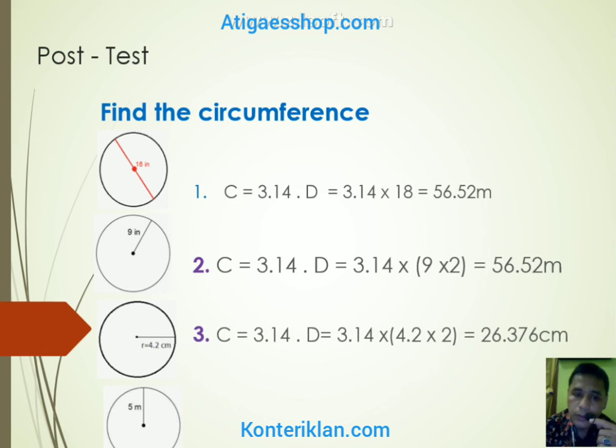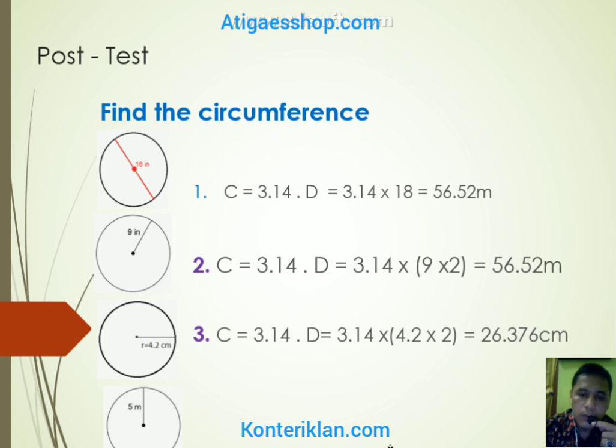What about number three? Yes, easy, right? Because there is a radius. The radius for number three is 4.2. So what's the diameter? Diameter for number three is 2 times radius. 2 times 4.2 equals 8.4. So the circumference of number three is 26.376 centimeter. Yes, good.